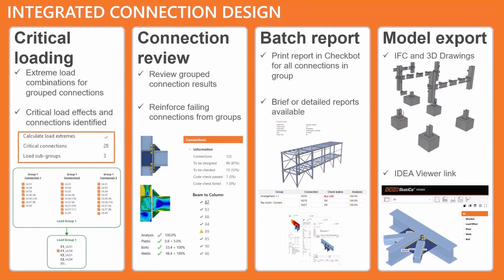Now, if it failed, or you have a failing connection within that group, you can simply go into that specific connection, look at what's wrong, adjust for it, and rerun the analysis. Now, let's say you already have all your connections passing on your checks. Now, all you have left to do is print out your report showing that they passed. Well, here within Checkbot, you can also print a report for all the connections within the group. And because we do have a fully customizable report, this will help you show all the necessary information that you may need to show, whether it's a detailed report for every single connection or just a brief report stating whether the status of the connection is okay or not.